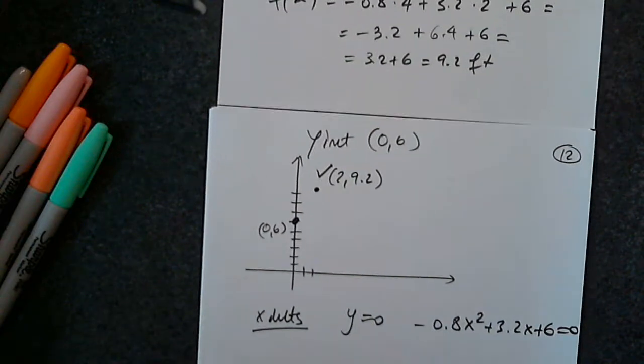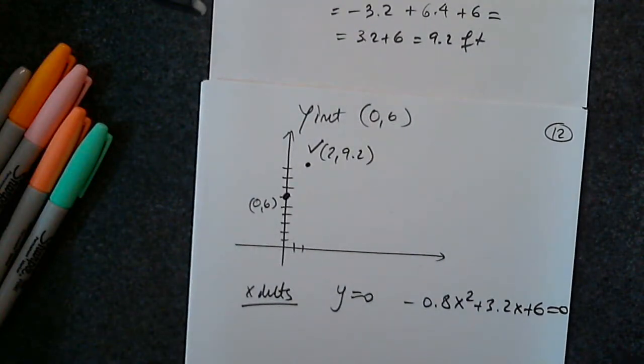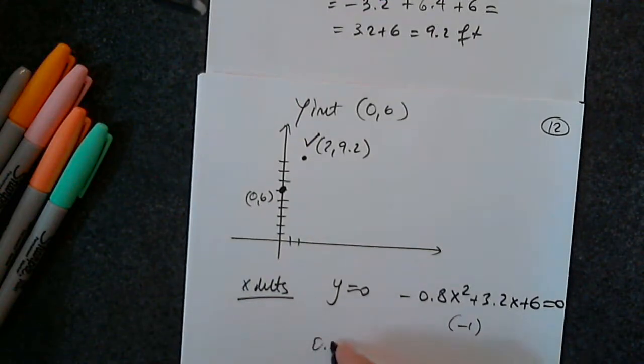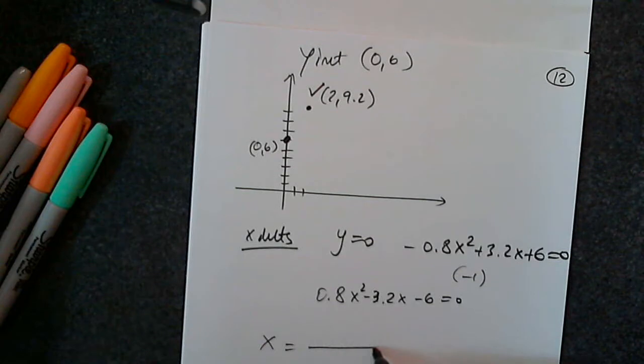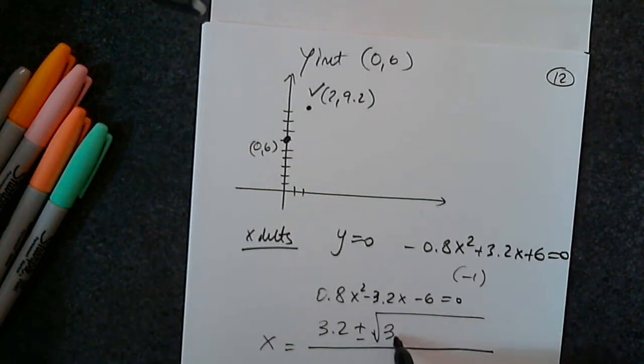I have 2 more minutes. Hopefully we can finish it. So I will multiply definitely by negative 1. So 0.8x squared minus 3.2x minus 6 equals 0. So I'm going to put this in the quadratic formula: 3.2 plus or minus the square root of 3.2 squared minus 4ac, over 2a, which is 1.6.